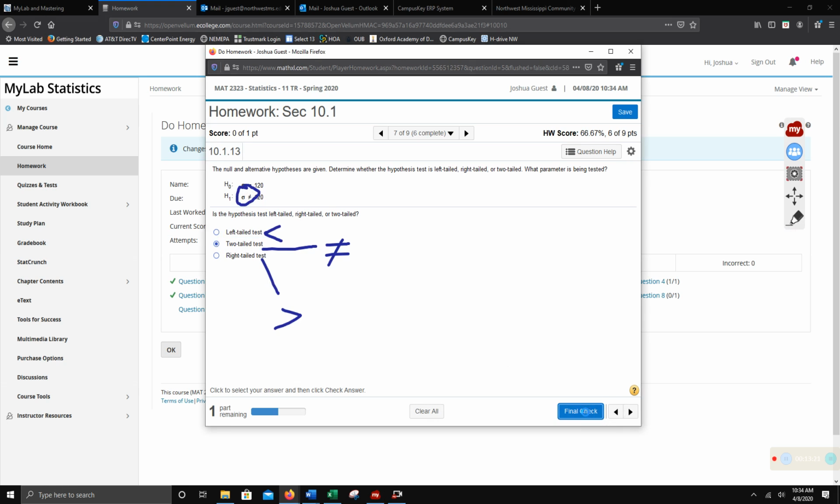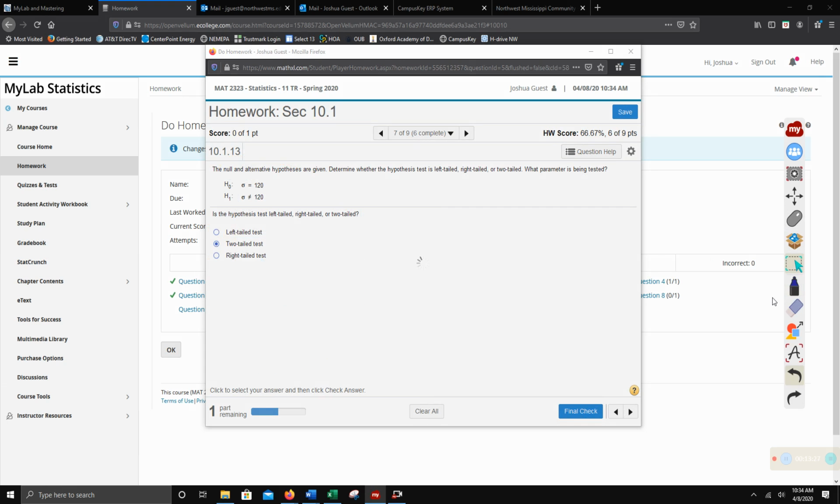All right. So let's check this one, and while we're doing that, let's go ahead and get rid of this. All right, and we'll wait on it. So what's being tested here? Well, if I look at this, sigma is being tested. If sigma is being tested, then that is the standard deviation. In fact, the population standard deviation, to be exact.